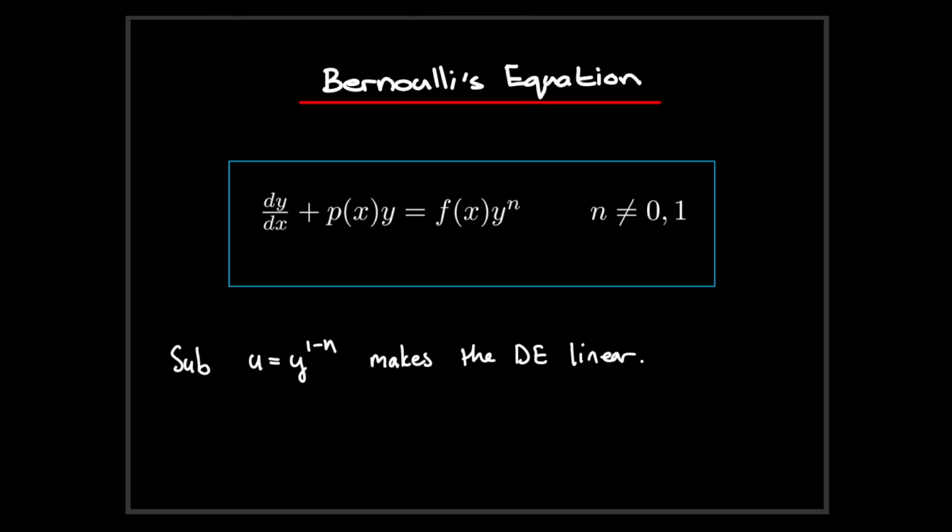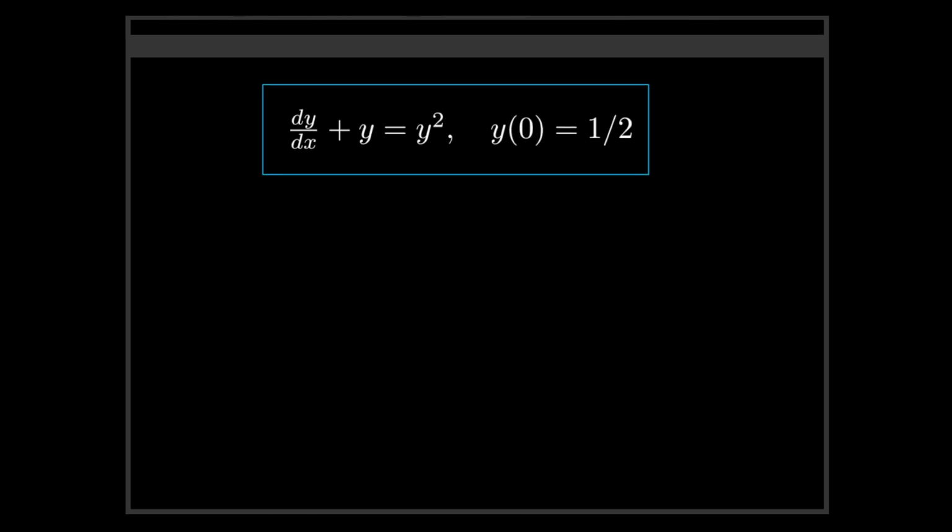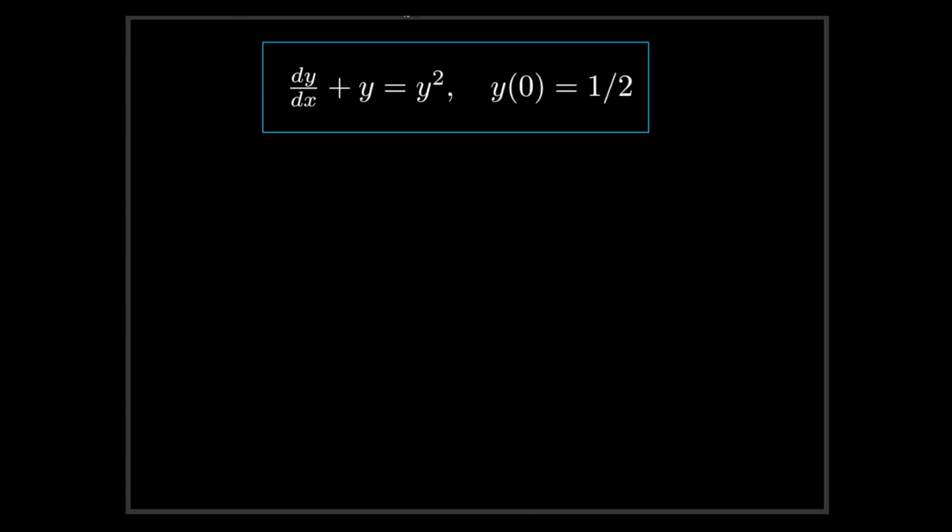Okay, so let's illustrate this technique on an example. So here we are given an initial value problem, where the differential equation here is a Bernoulli differential equation, and here we are given some initial values. Okay, so the first thing to do is to just recognize that this is a Bernoulli differential equation. So it's of the form that was mentioned earlier, and here it's easy to see that that's the case. And the only thing we really need to identify is what is n.